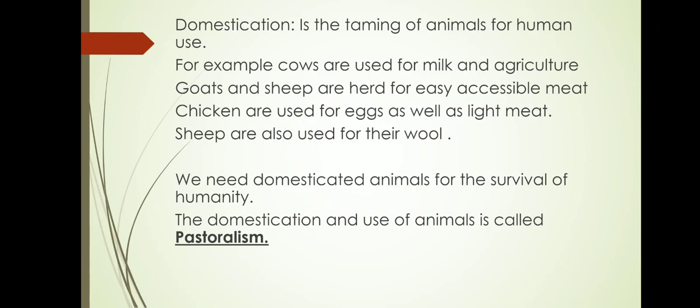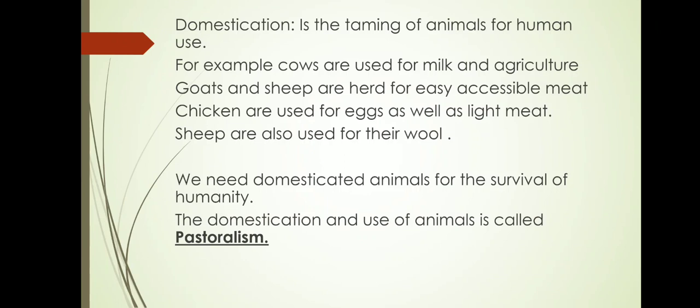Goats and sheep are kept for accessible meat. When meat runs out in the house, grandpa or grandma might give us a goat or a sheep. Then we kill it and we have meat for the next month, which makes it easier than going in the bush and hunting to get meat.